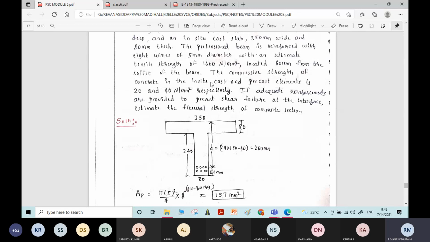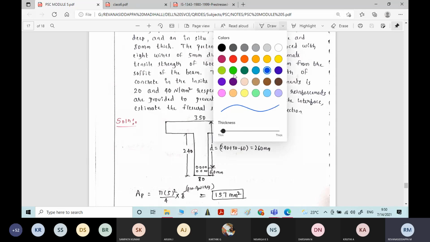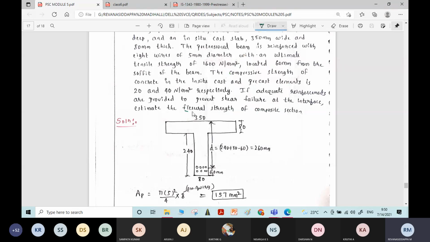Fp is given, that is 1600. The compressive strength of concrete in the in situ cast and precast elements is 20 and 40 Newton per mm square respectively. If adequate reinforcement is provided to prevent shear failure at the interface, estimate the flexural strength of the composite beam. We need to estimate the flexural strength.